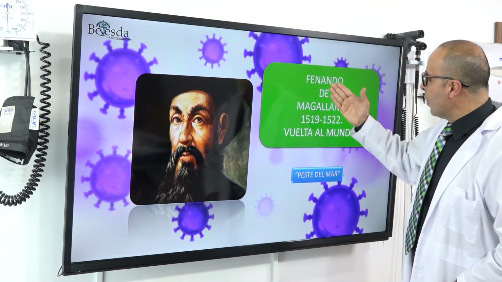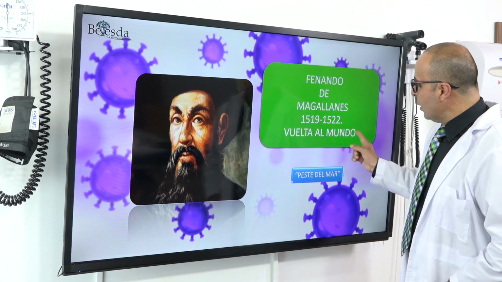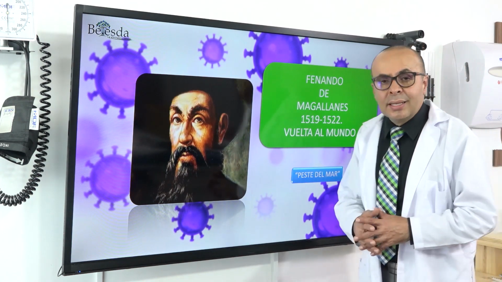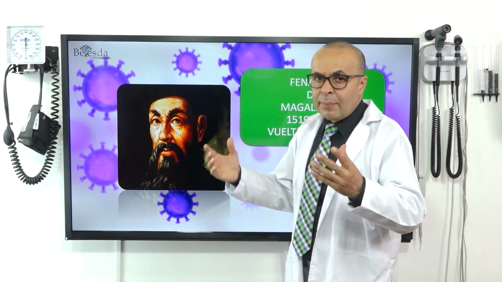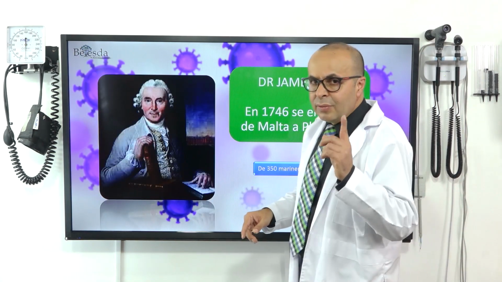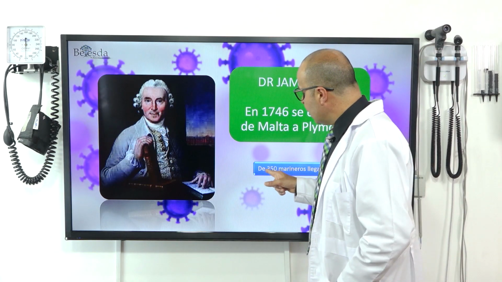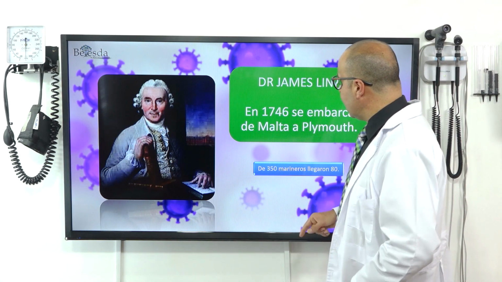Yes, it is water soluble, but it is a systemic effect. Ferdinand Magellan went around the world and talked about the Black Plague because the people that would go on ships often died because they had a vitamin C deficiency. Out of 350 sailors, only 80 survived.